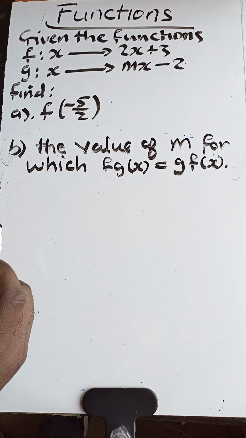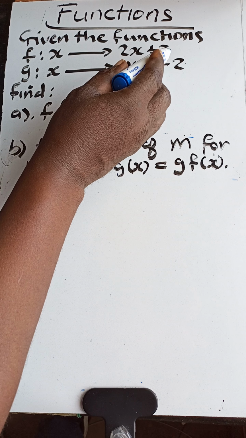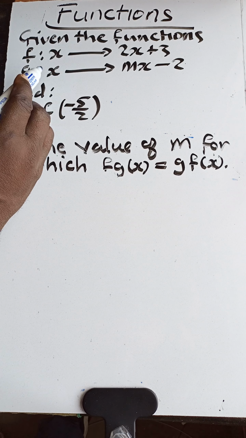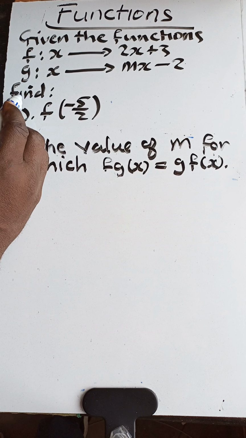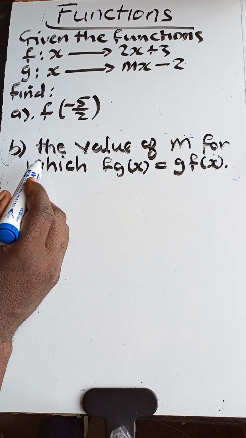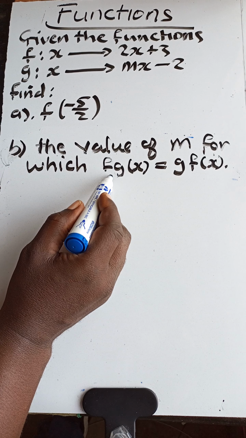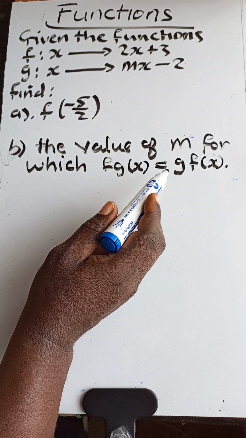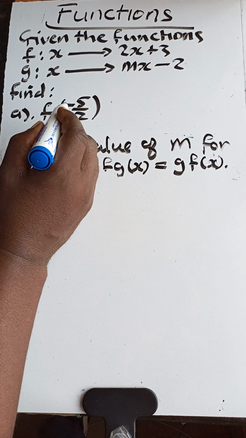We are given the functions f that takes x and maps to 2x plus 3, and the function g that takes x and maps to mx minus 2. We are asked to find f of negative 5 all over 2, and then we are asked to find the value of m, for which fg of x is equal to gf of x. Let's start with the first one.